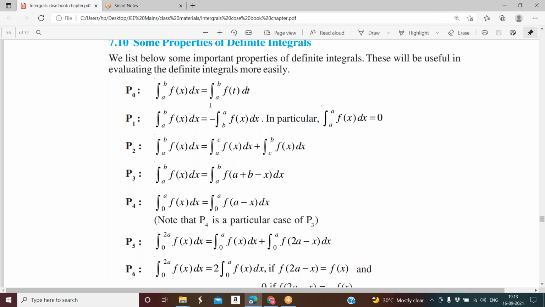When we use transformation or substitution, the given integral will get reduced to a new integral. That is the first property.